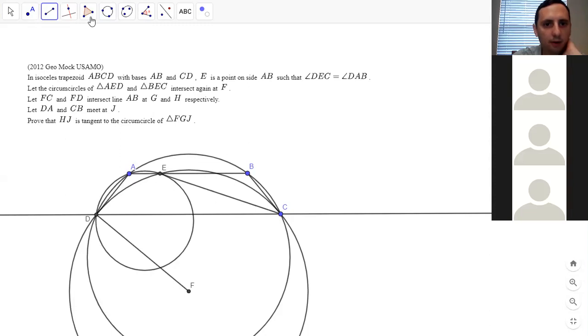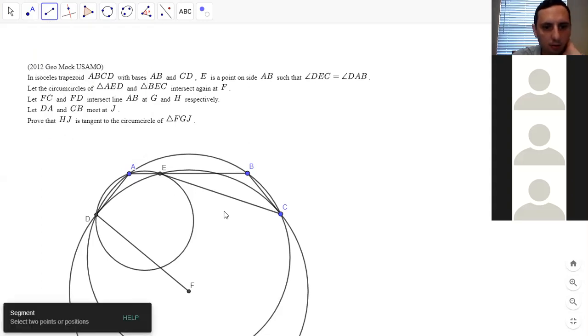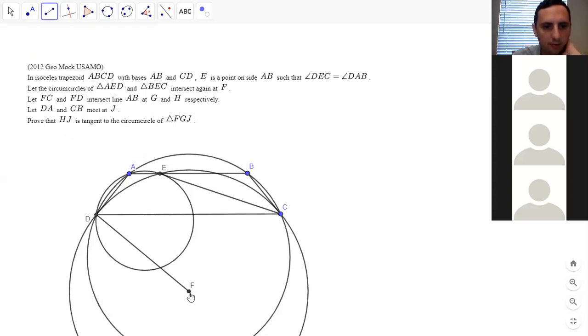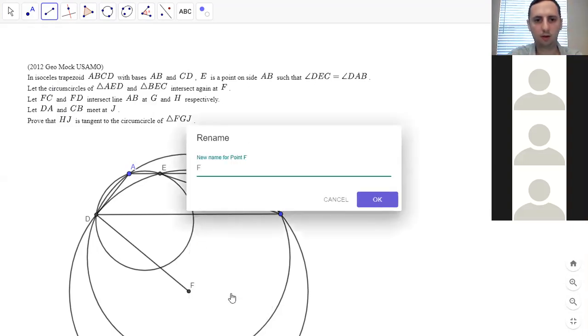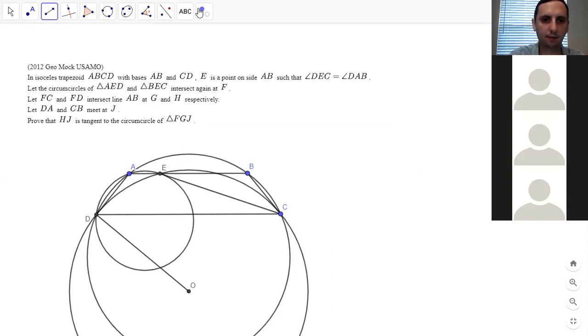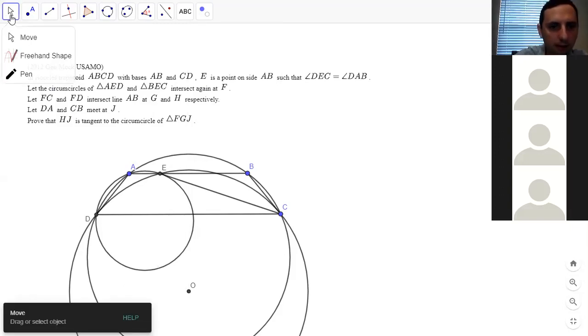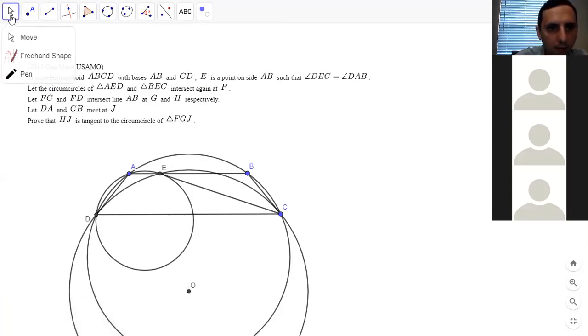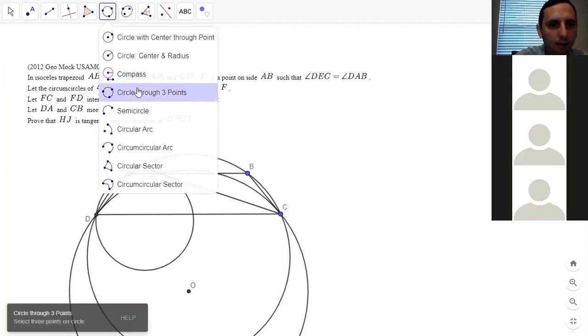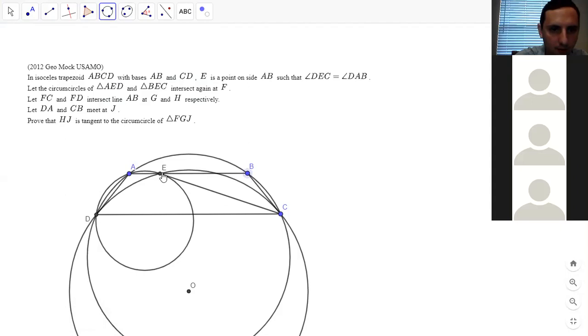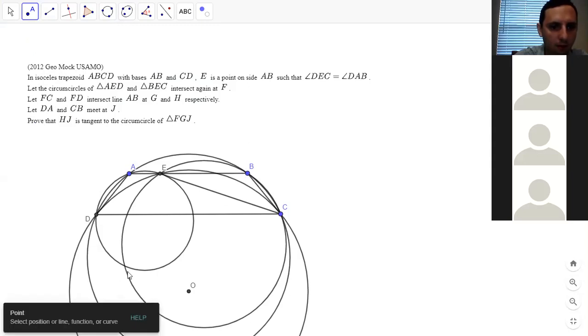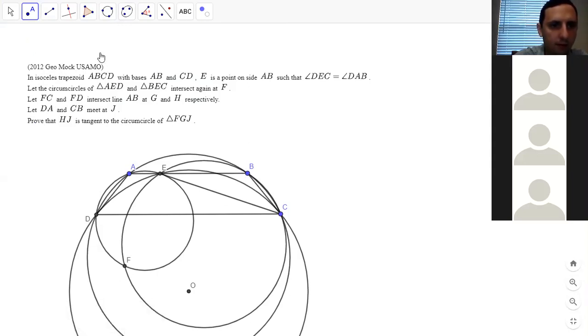Okay, so I still actually haven't written the rest of the question up yet. Let me call this O instead of F. In fact, I might as well just hide that segment for now. So FC and FB, the circumcircles of AED and BEC intersect at F. And then FC and FD intersect AB at G and H.